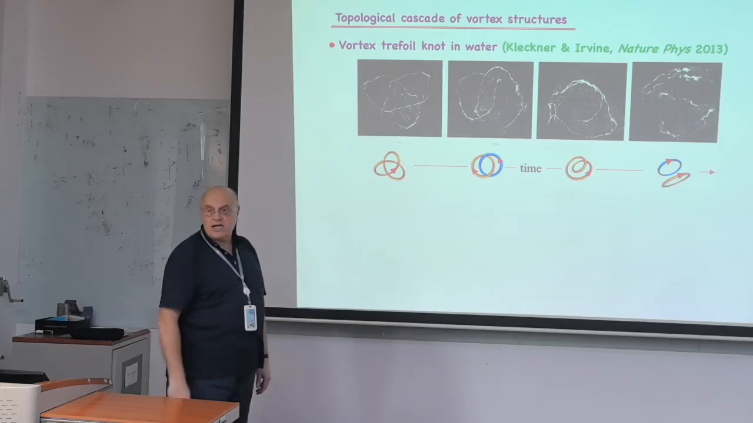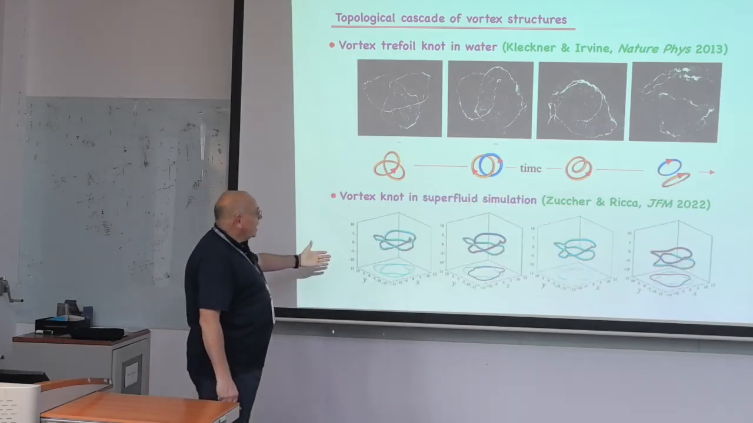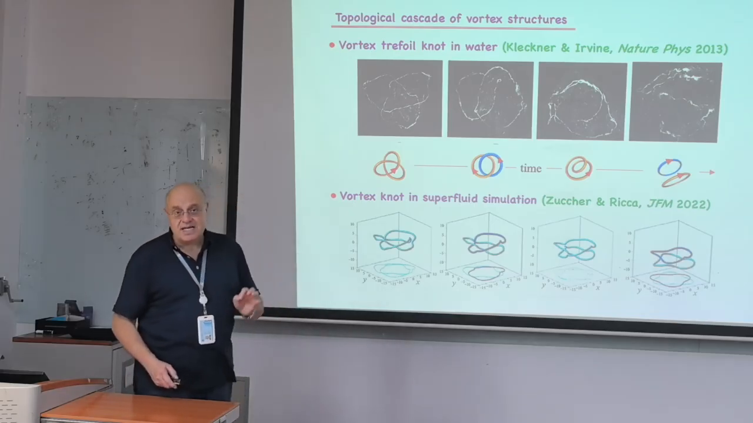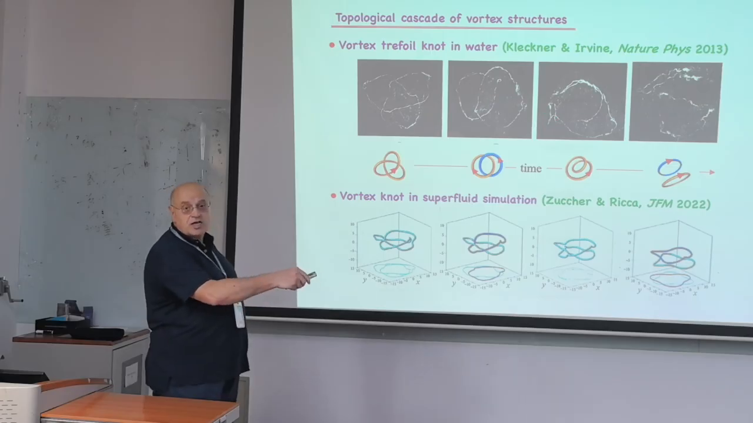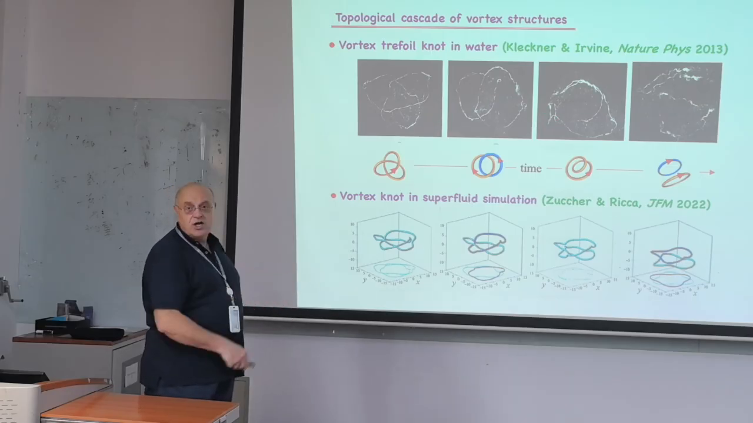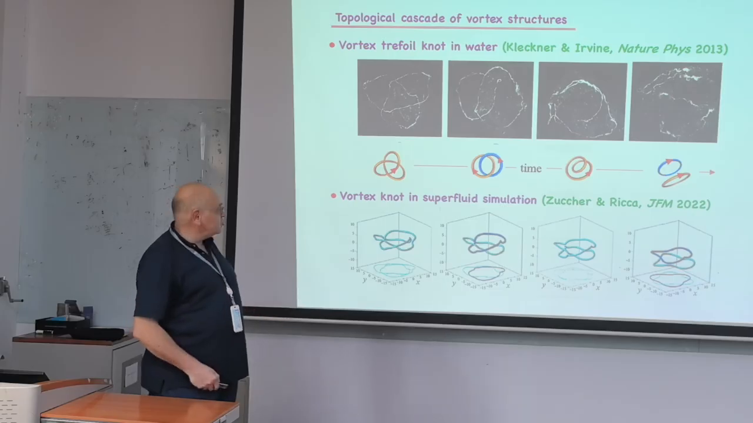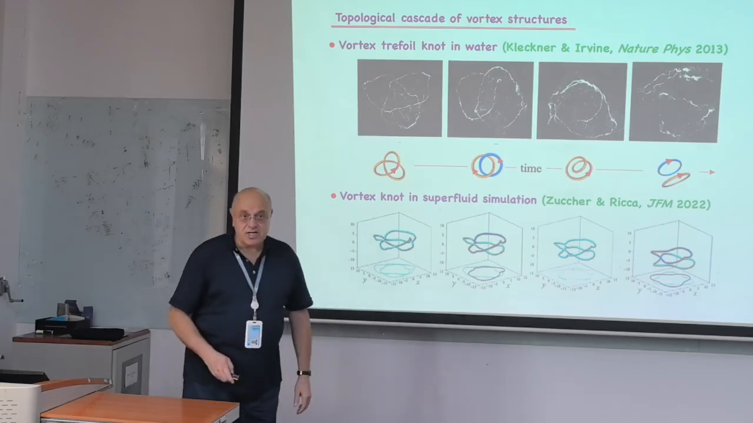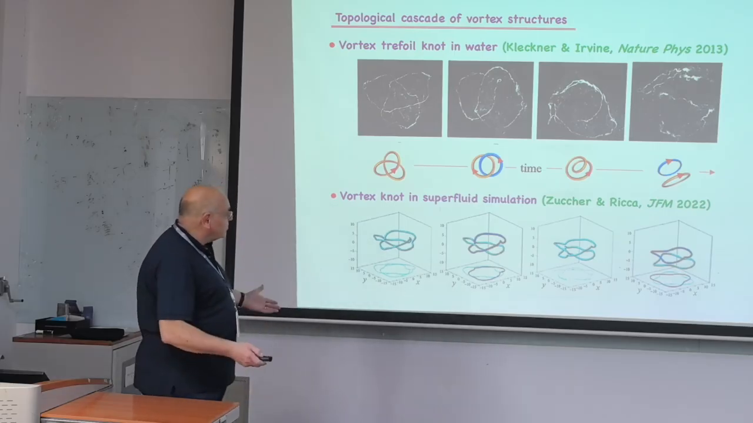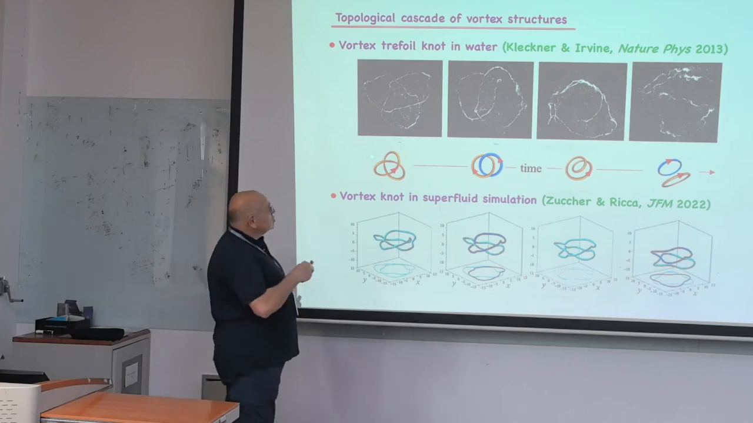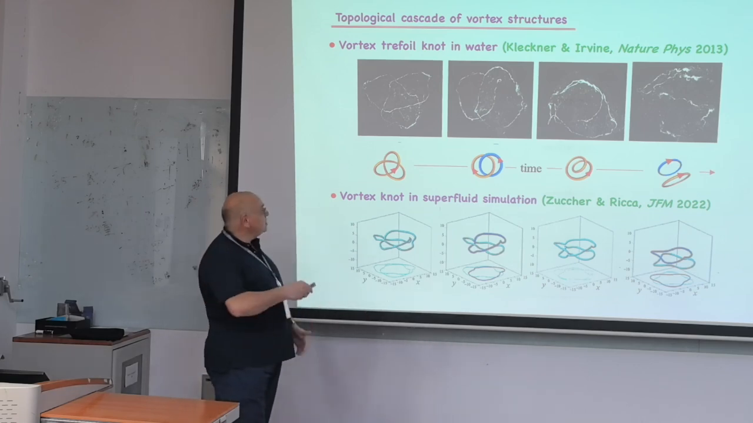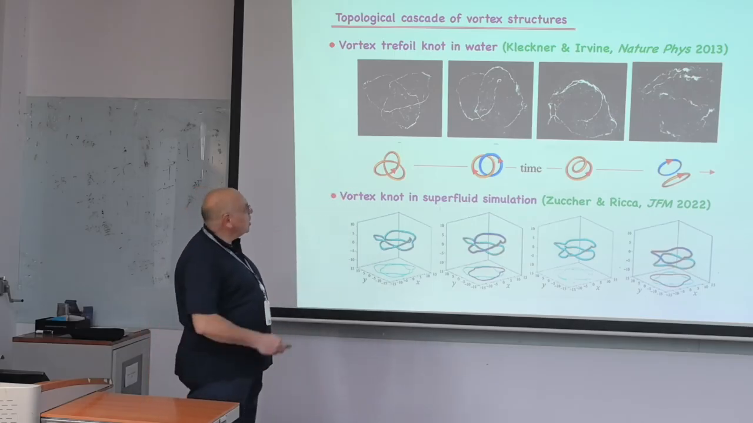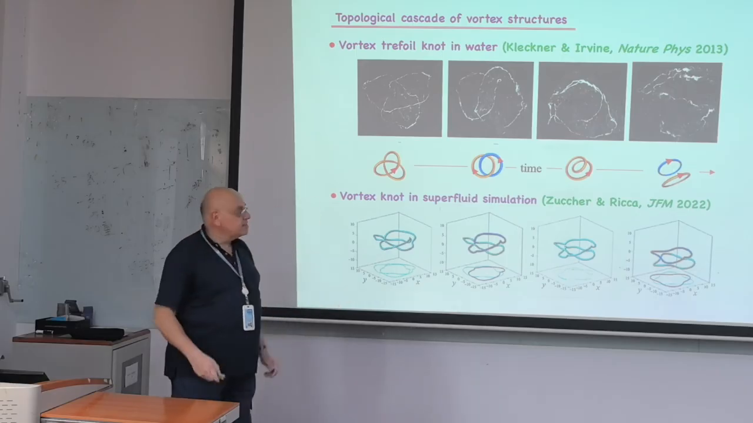This is pictorially what happens, and this has been done by Simone Zuccher, basically using the Gross-Pitaevskii equation. This is the Navier-Stokes equation, if you like, and this is just the Gross-Pitaevskii equation. You can reproduce the same thing. Of course, this is under numerical simulation, but you can prove that the evolution is the same. So we have what we call a cascade from complex systems, in this case really simple, a trefoil knot, down to unknots.